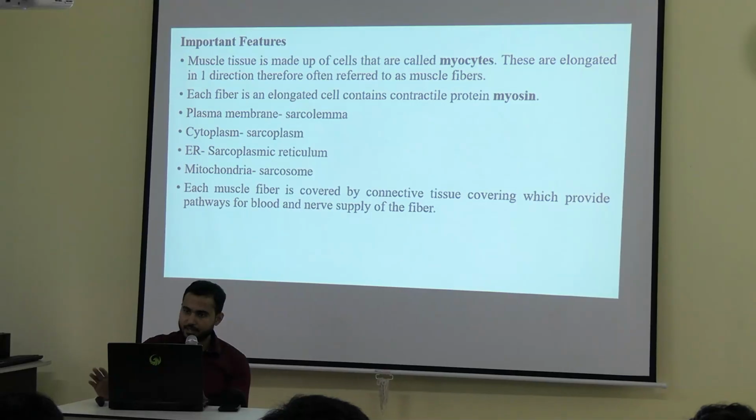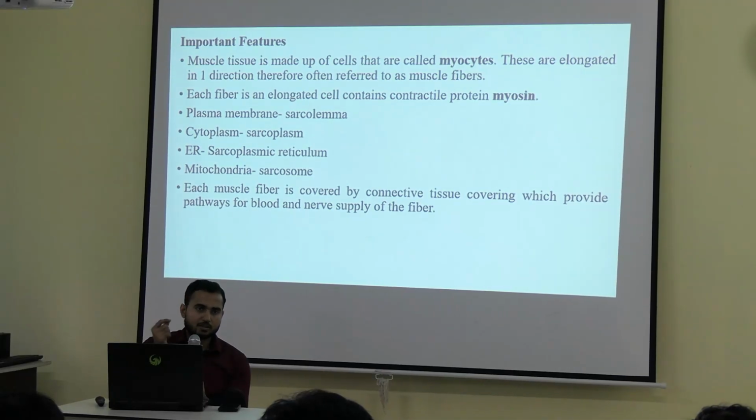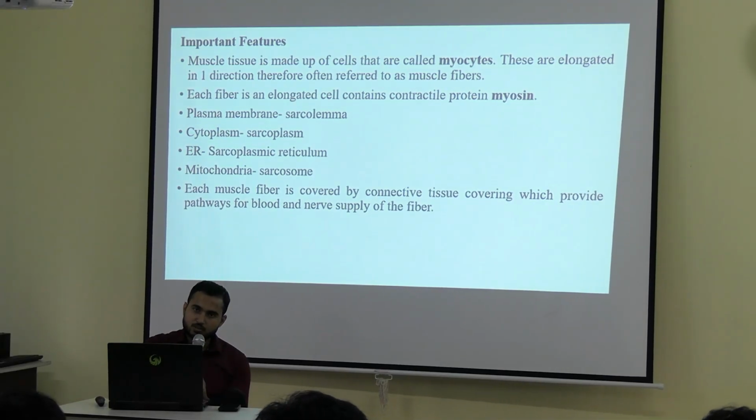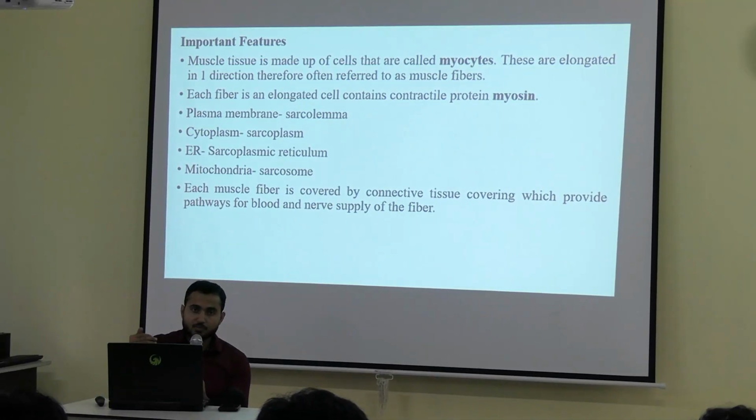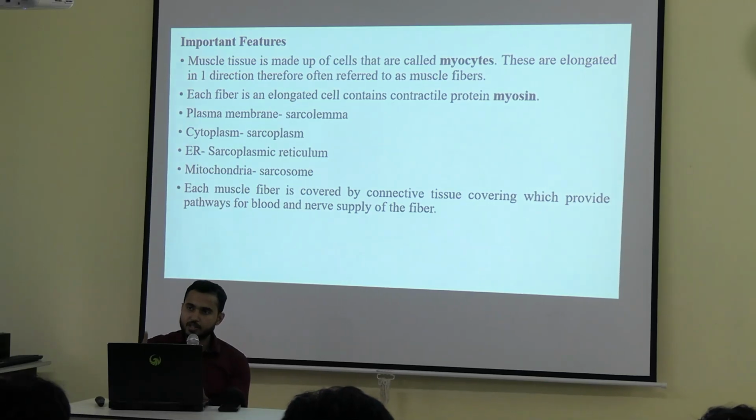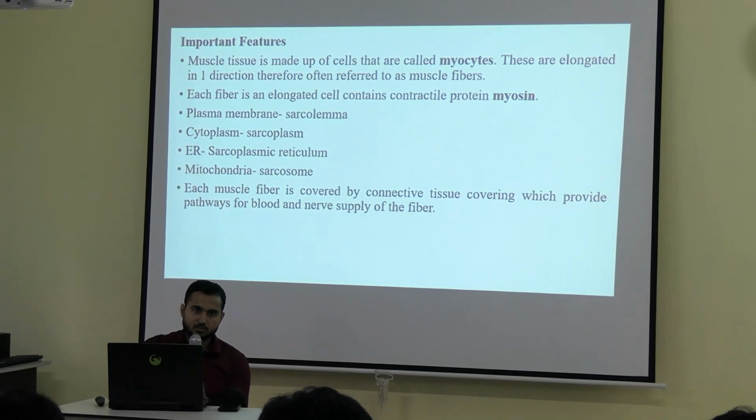They are called myocytes. Now myocytes are nothing but cells. So since it is a cell, all the cellular organelles will be present. But what is the unique property of these cells? They are elongated in one particular direction, and they appear as fibers.